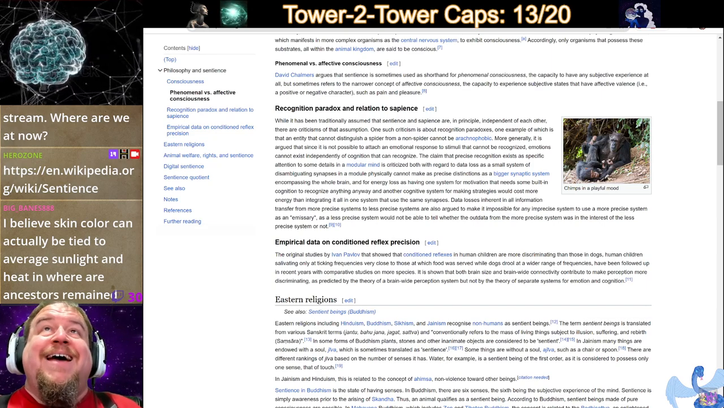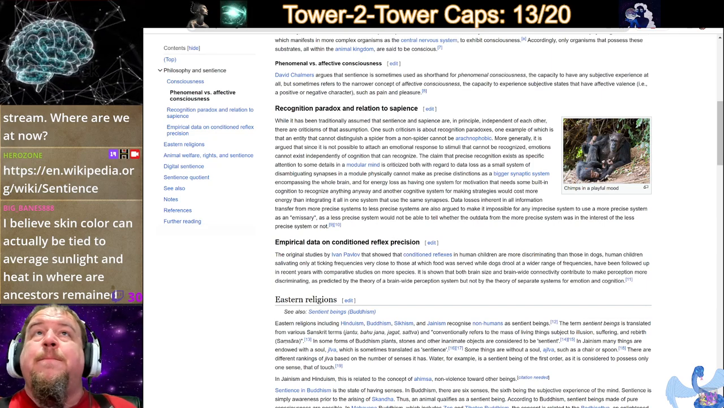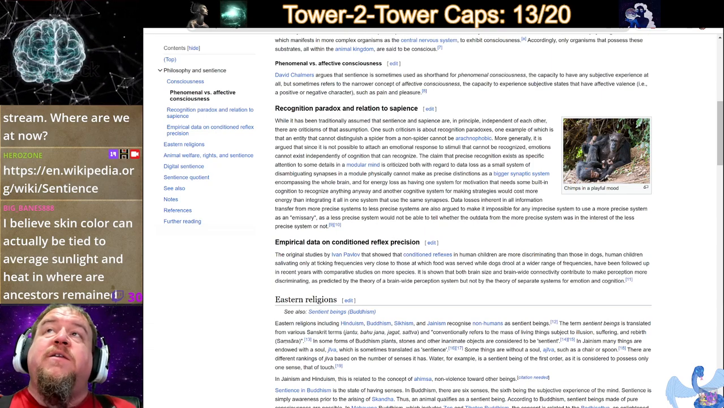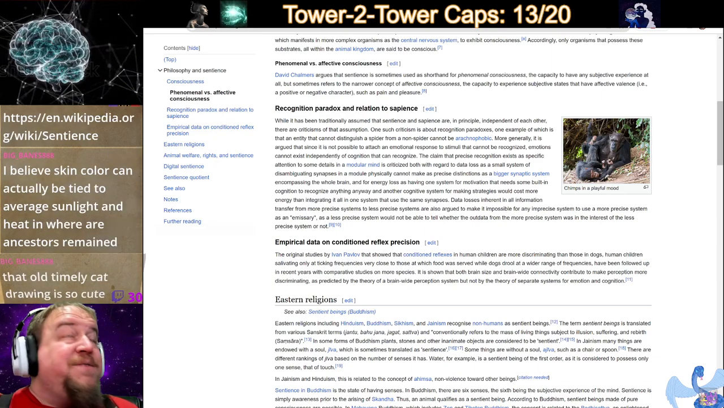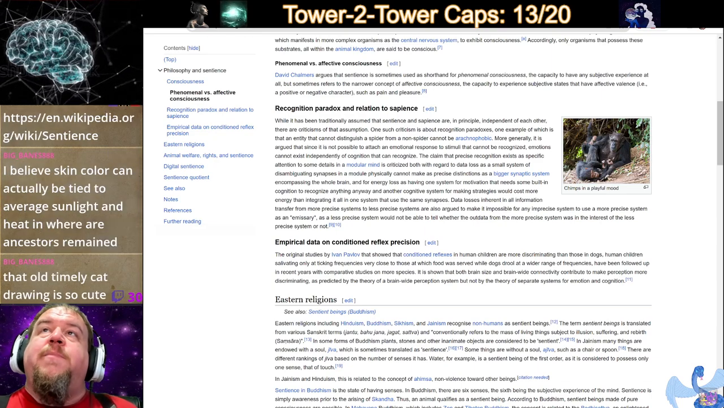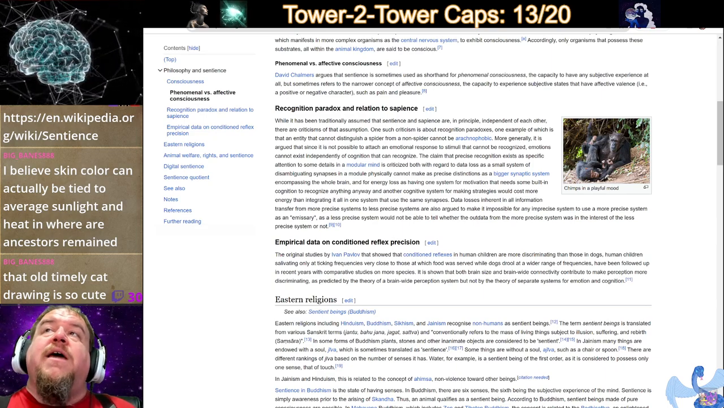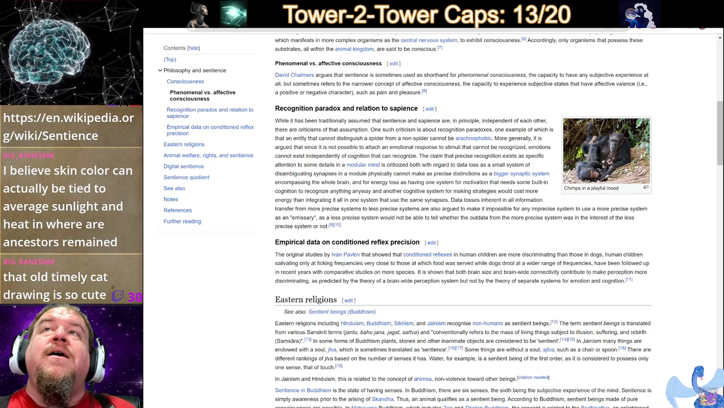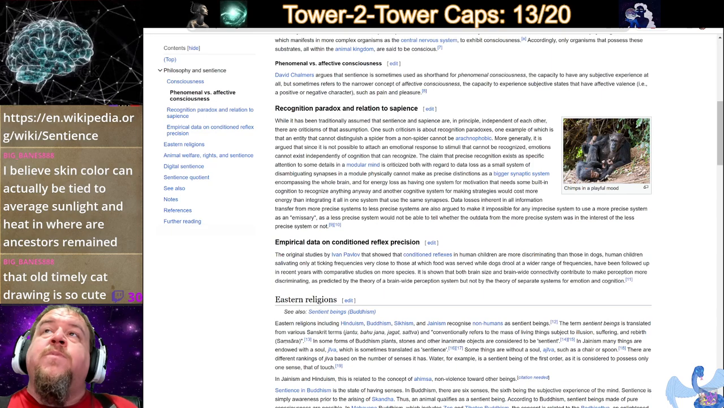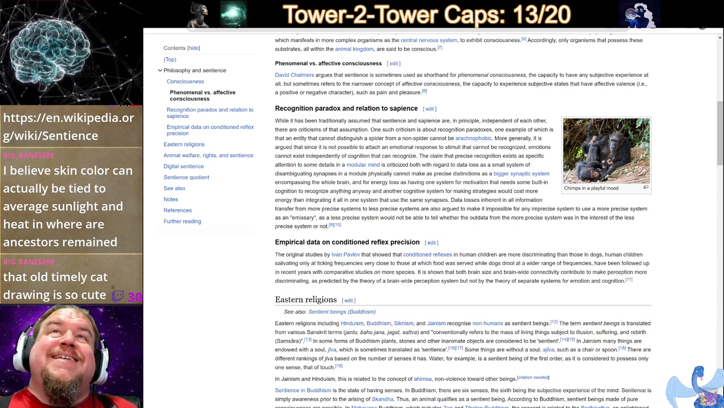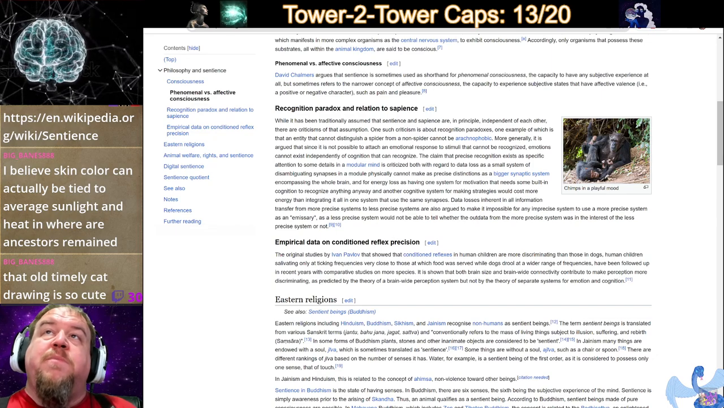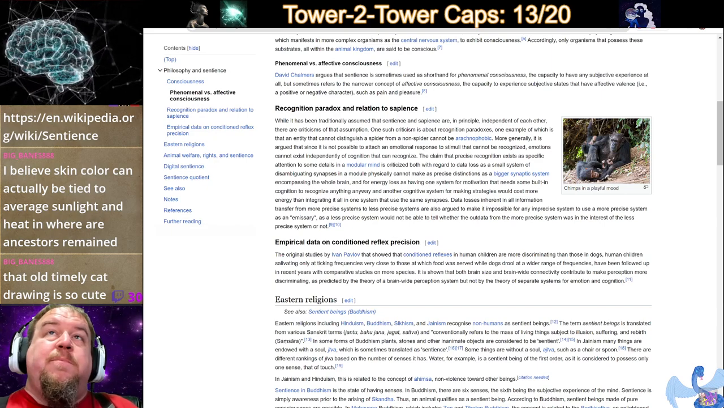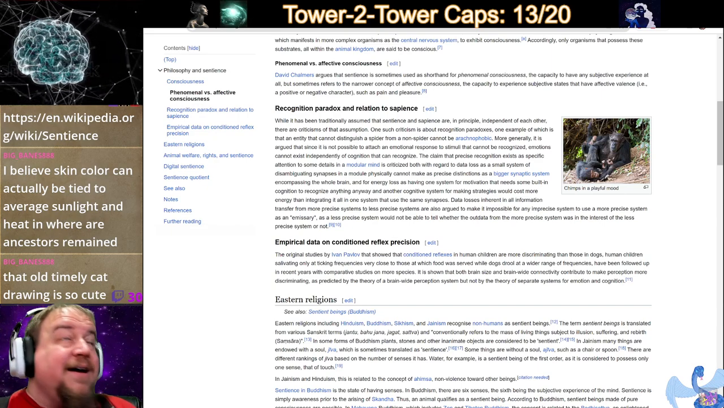Recognition paradox and relation to sapience. While it has been traditionally assumed that sentience and sapience are in principle independent of each other, there are criticisms of that assumption. One such criticism is about recognition paradoxes, one example of which is that an entity that cannot distinguish a spider from a non-spider cannot be arachnophobic. More generally, it is argued that since it is not possible to attach an emotional response to stimuli that cannot be recognized, emotions cannot exist independently of cognition that can recognize.